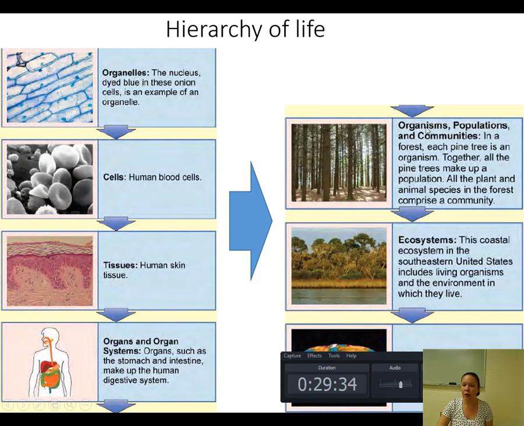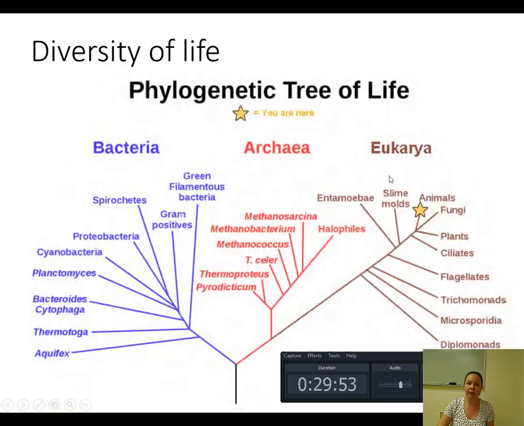Now, these words here, organism, population, community, and ecosystem, when we talk about ecology, which is after we discuss evolution, you'll see how these 4 levels make up the levels of ecology. So these 4 words become important when we discuss ecology.